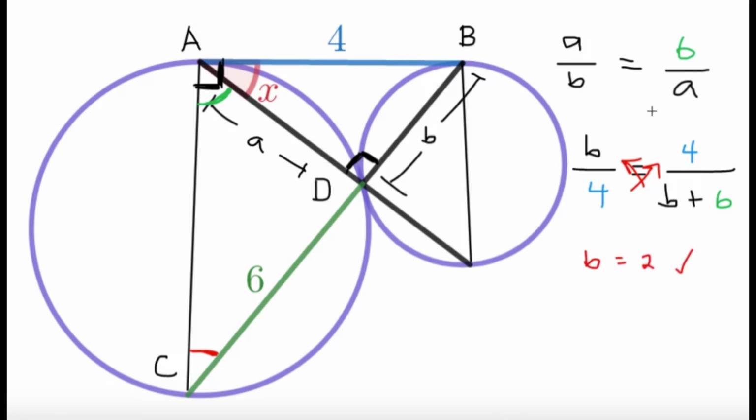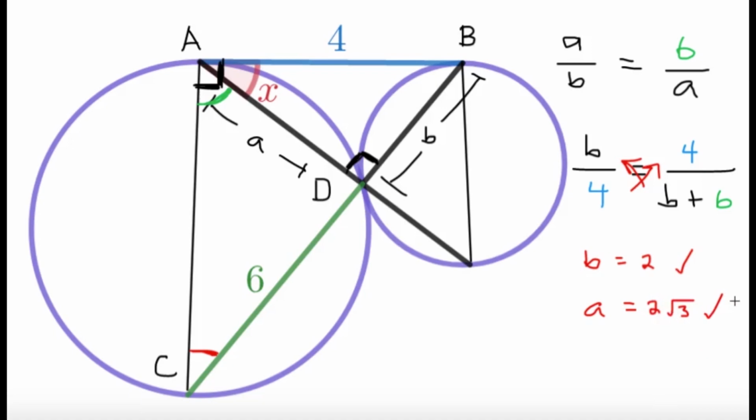And now it's a matter of substituting into the first one. Let's cross multiply. We're going to get A squared equal to 6B. But we know what B is, B is going to be 2. So A squared here is going to be 12. Again, we can take the square root, only the positive one though, because we're talking about lengths here. So A is going to be equal to square root of 12. Now we can simplify this because 12 is 3 times 4. We can bring the 4 out, so square root of 12 becomes 2 square root of 3.